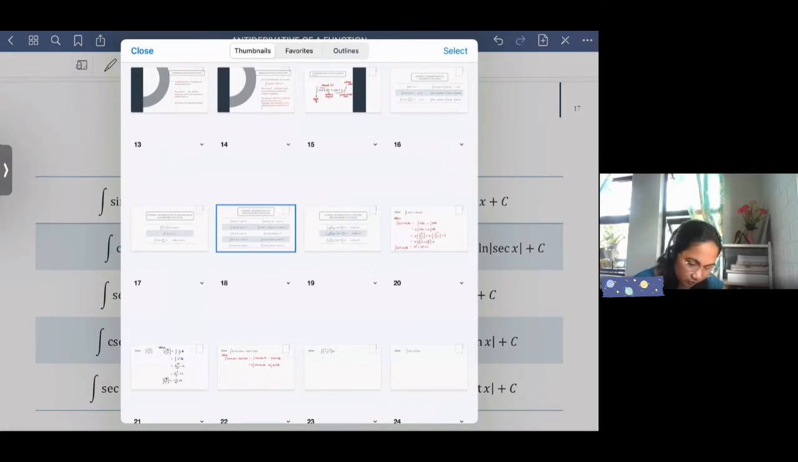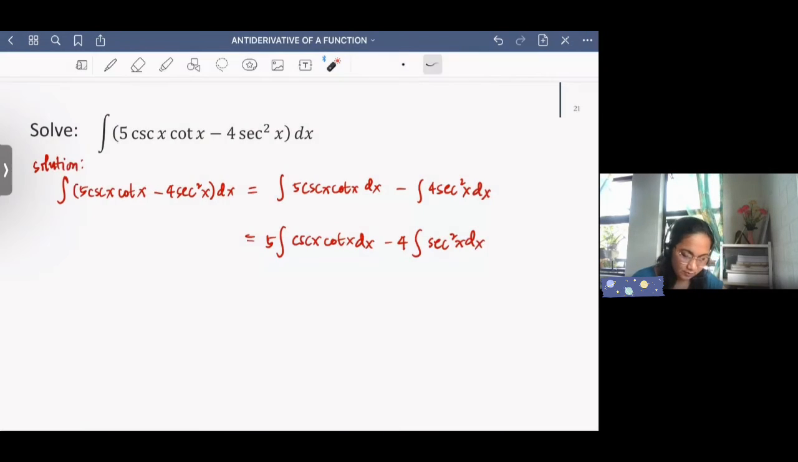So going back to the solution, we have now 5 times the quantity. So for cosecant x cotangent x, this is equal to the negative of cosecant x. So negative cosecant x minus 4.